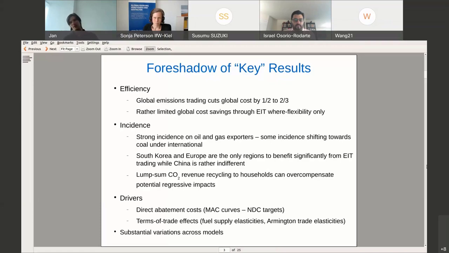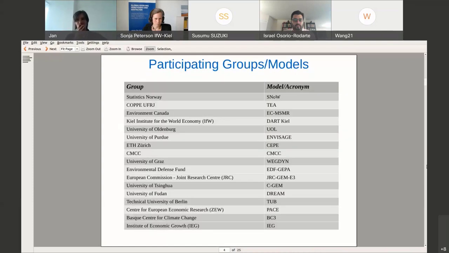Now, as the theme throughout the results, what drives all of these results is always a combination of direct effects, which refer to direct abatement costs determined by technologies and so on, and secondary or spillover effects that are terms-of-trade effects, so through changes on international markets, in particular fossil fuel prices and also prices for emission-intensive goods that are traded on international markets.